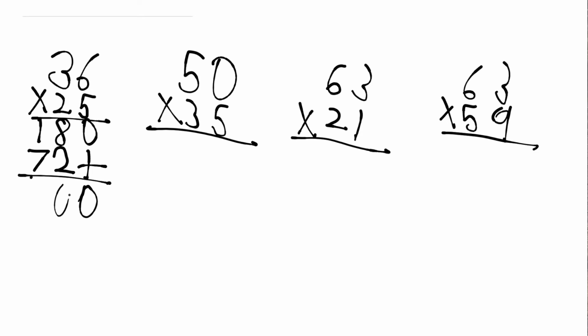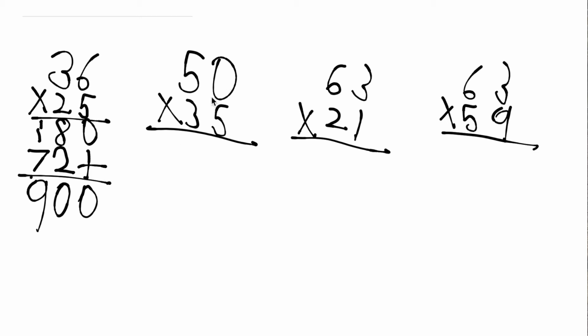So we keep 1. Wait. We got 10, so I'm just keeping a small 10 right here. So 1 plus 1 is 2. So 2 plus 7 is 9. So we keep a 9 right here. And the answer is exactly 900.